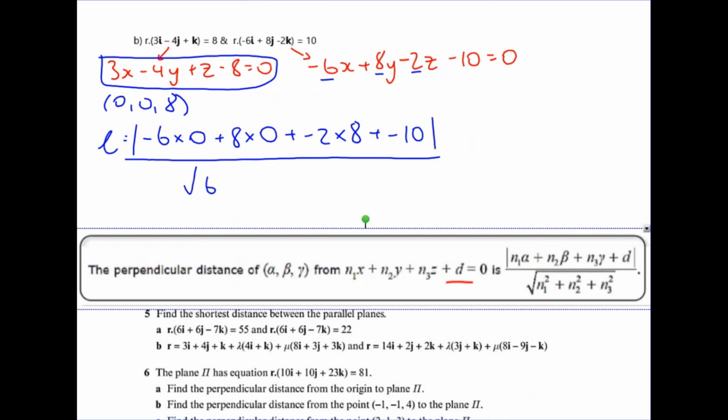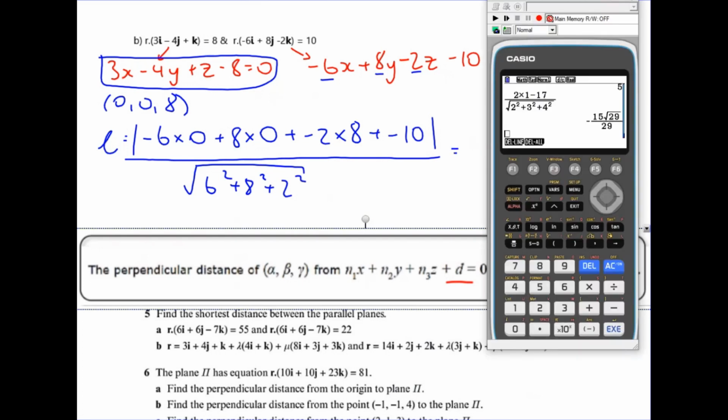Then we're doing root 6 squared plus 8 squared plus 2 squared underneath. Let's just type that into the calculator now. The first one and second one are 0, then I've got minus 2 times 8, and then minus 10. And underneath I've got 6 squared, 8 squared, plus 2 squared. So root 26 over 2.